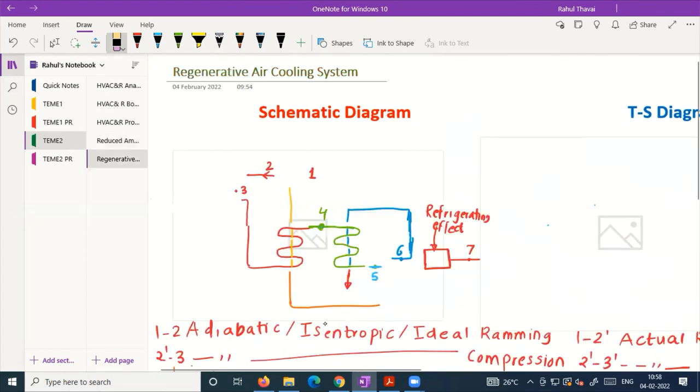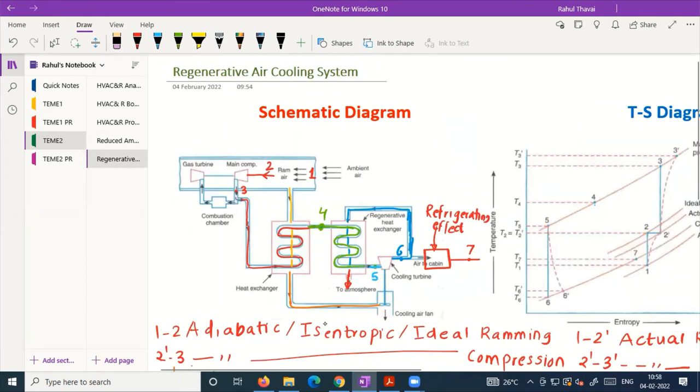Similarly, here in this diagram, if you just remove this part, this much part, it becomes a simple air cooling system.